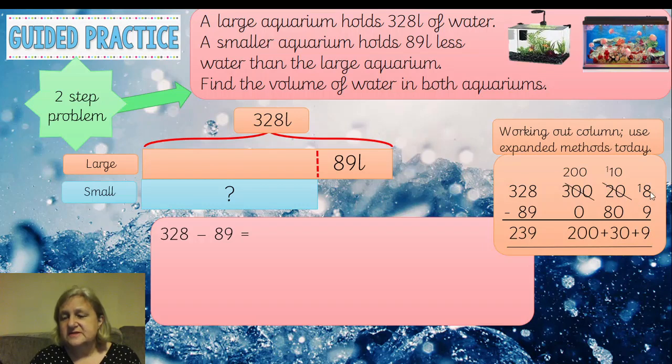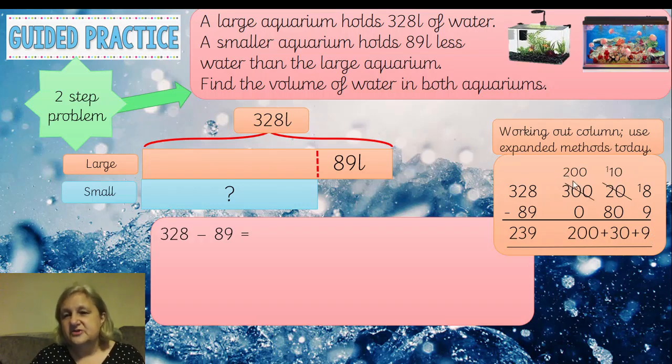So then we go to the ones column, and we have 8 take away 9, which we can't do, so we rename a 10 from here. We take one of them off, we put it into our column, and we reduce that by 10, so the 20 becomes 10, and we've got the 10 over here with the 8, so it's 18 take away 9, which is 9. Now we have 10 take away 80, which we can't do, so we take 100 this time.